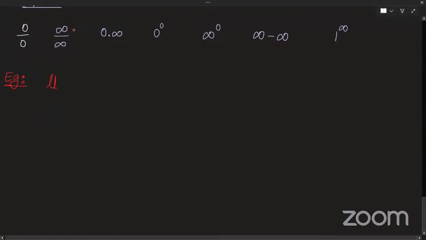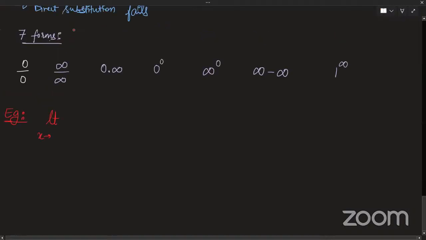Sir, 1 power infinity is 1 only, no? 1 power infinity is not 1. I'll give you the reason just after I have completed this. So I have limit x tends to 0 plus, and let me take the value 5 divided by x. So this is what Gayatri had told. Constant divided by 0, right?